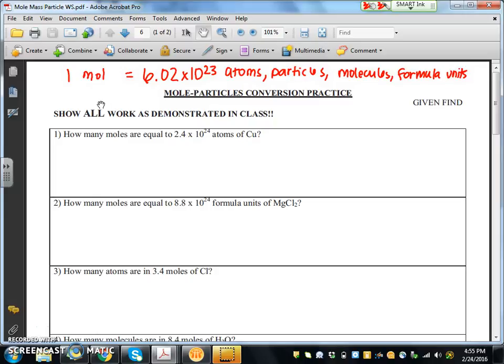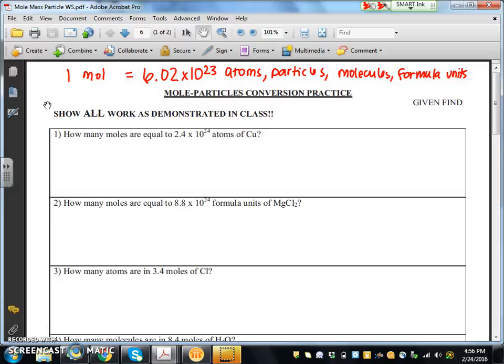So if I had 1 mole of marshmallows, I would have 6.02 times 10 to the 23 marshmallows. If I have 1 mole of atoms, then I have 6.02 times 10 to the 23 atoms. So it depends on what you're using the mole for to determine what unit you're going to use. But these 4 units are the 4 most common units that we'll use Avogadro's number with in chemistry.